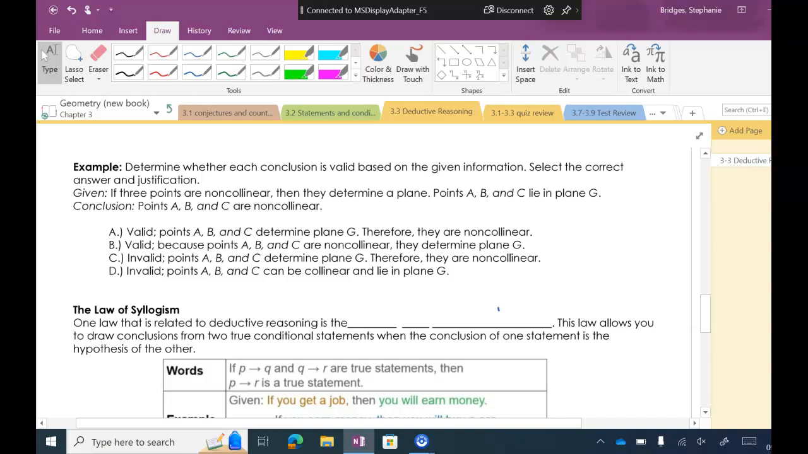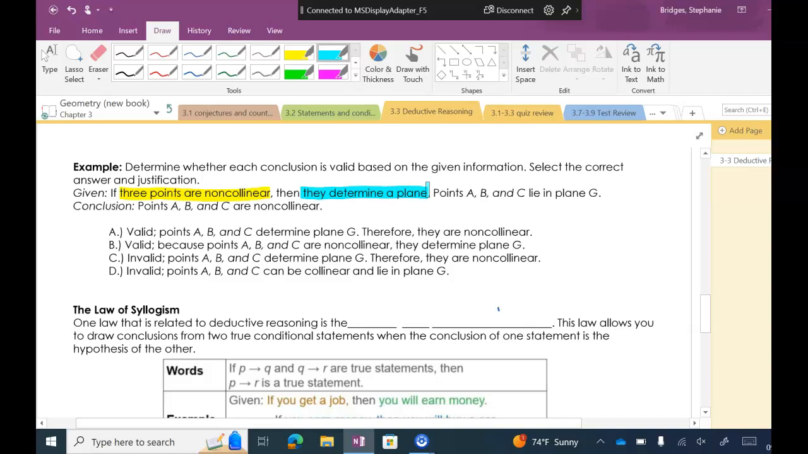It says if 3 points are non-collinear, what's the hypothesis there? So 3 points are non-collinear. That's my hypothesis. So in order for me to be able to make a valid answer, I'm going to have to restate that at some point, okay? It says, then they determine a plane. Determine a plane is my conclusion.